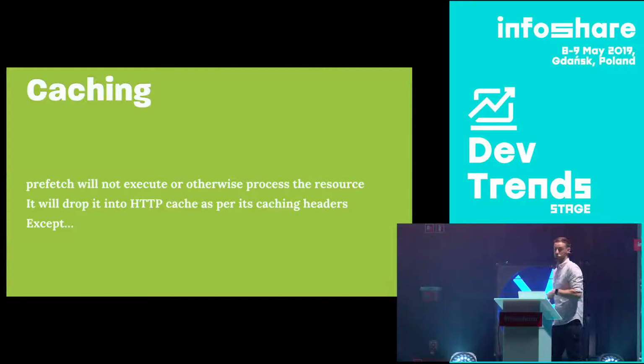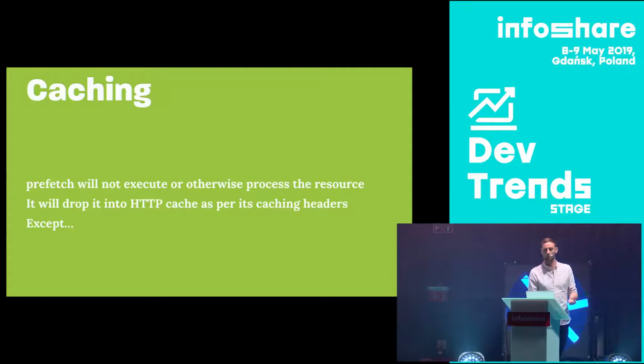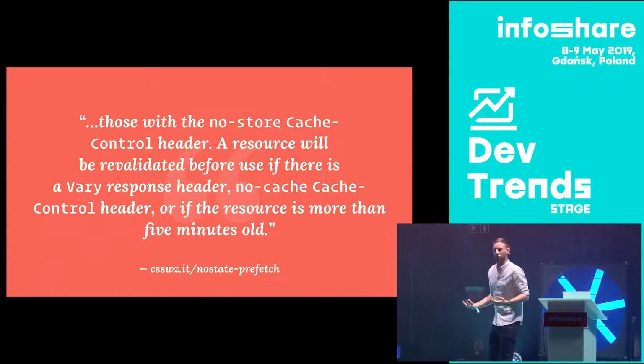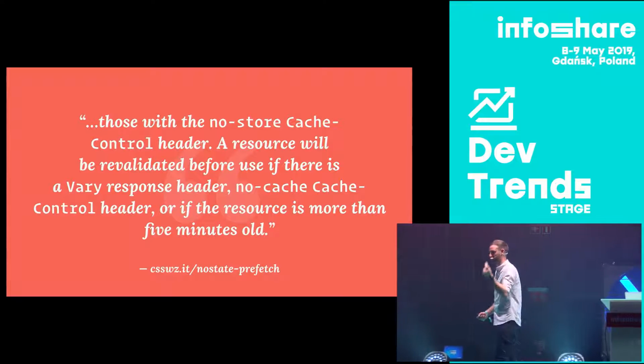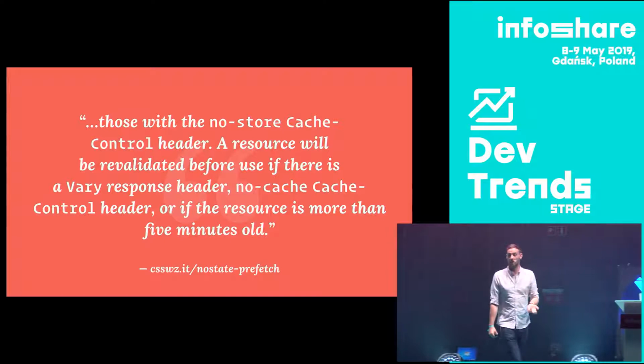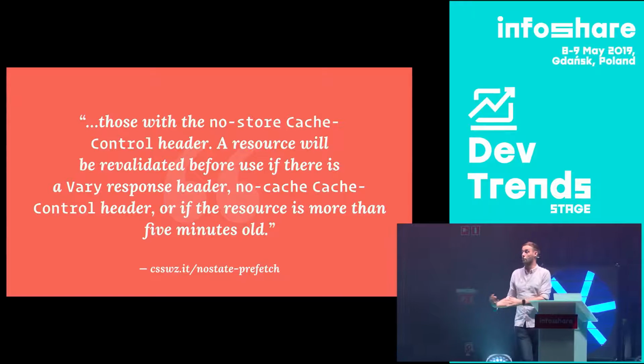Except those with the no-store cache header, because you're not allowed to cache those things. And a resource will be revalidated before use if certain other headers are present, or, weirdly, if the file's 5 minutes old. Someone obviously just had to pick a number and said, well, 5 minutes. So if the file ends up being more than 5 minutes old, there will be a trip back to the server to revalidate it, and hopefully it will still come from browser cache.